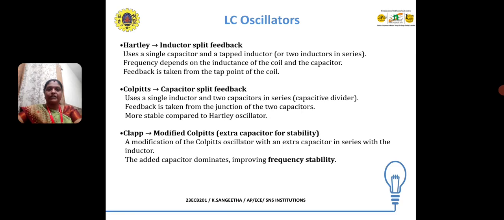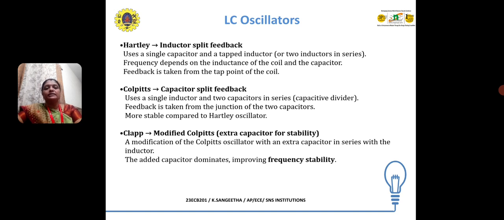There are three types of LC oscillators: Hartley oscillator, Colpitts oscillator and Clapp oscillator. The Hartley oscillator uses a single capacitor and a tapped inductor, that is two inductors are used, and the frequency depends on the inductor of the coil and the capacitor. The feedback is taken from the tap point of the coil. In Colpitts oscillator, the capacitor is split, that is two capacitors and a single inductor are used, and the feedback is taken from the junction of the two capacitors. It is more stable compared to the Hartley oscillator.